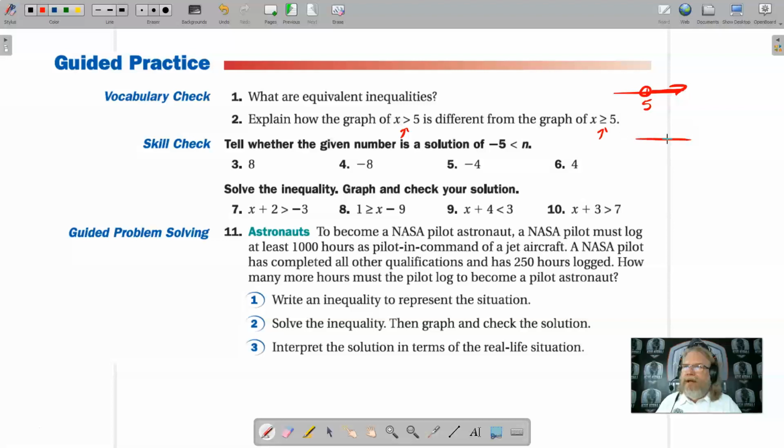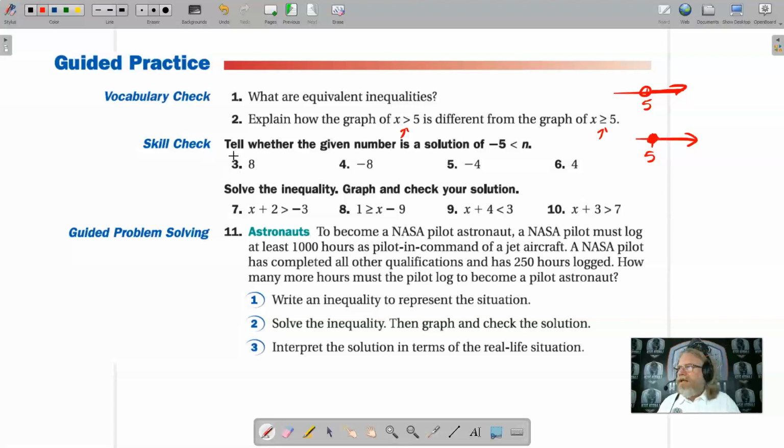But if we were to graph this other one, wherever 5 is on the number line, it would have to be a solid dot because 5 is included. We know that because it has the equal portion in the inequality symbol. And then it's everything to the right. So they're very similar. It's just that the first one would be an open dot. The second one would be a closed dot.